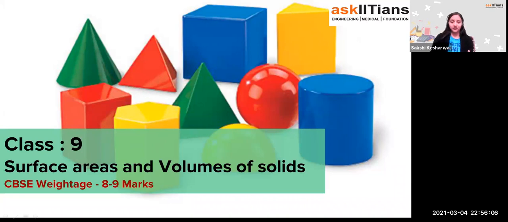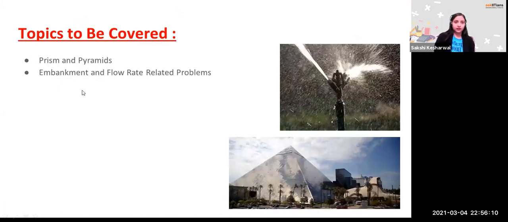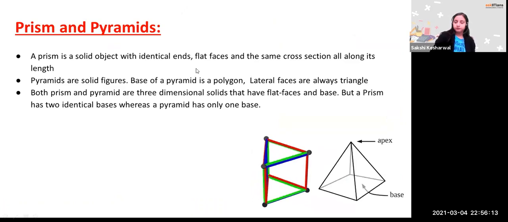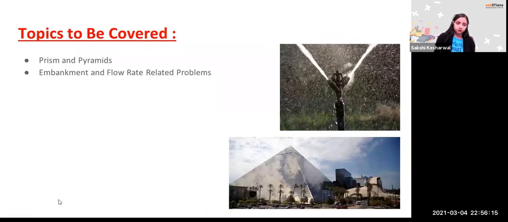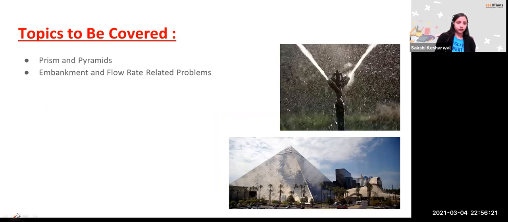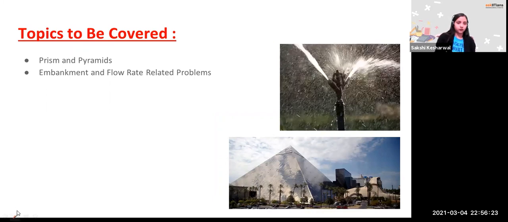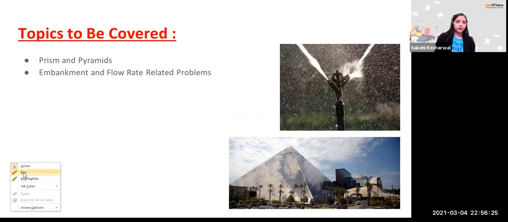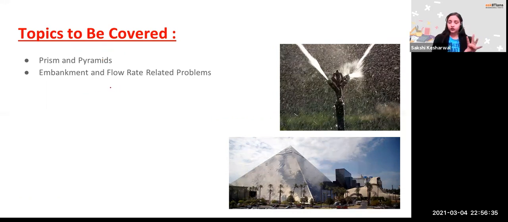So this is the last topic. This is the last lecture for the surface area and volume. And today we'll be dealing with two topics: first is the prism and second is the pyramid, and embankment and flow rate related problems, right? So this is what we are going to deal with.